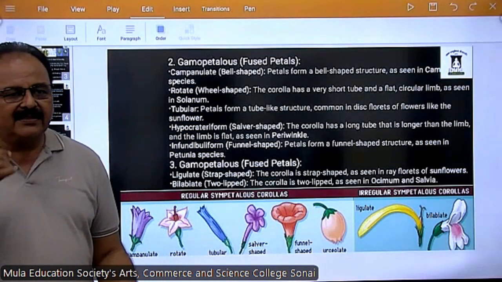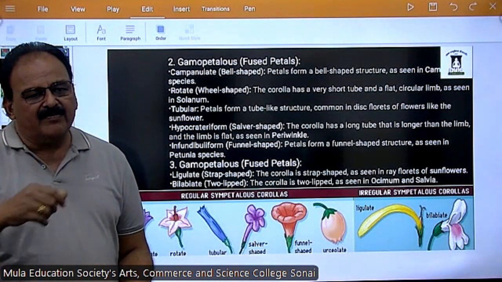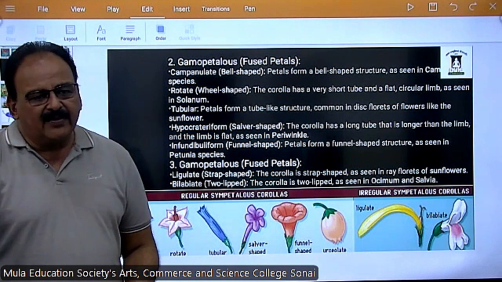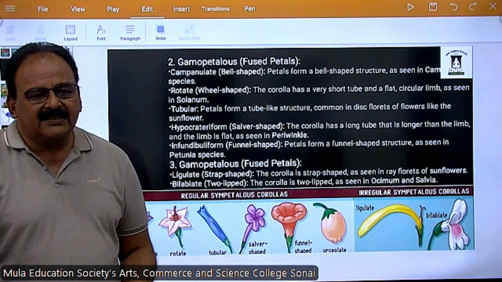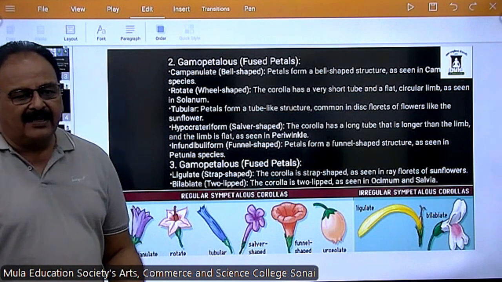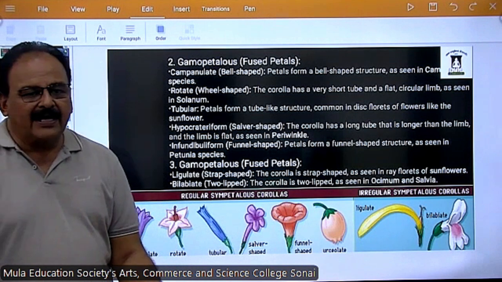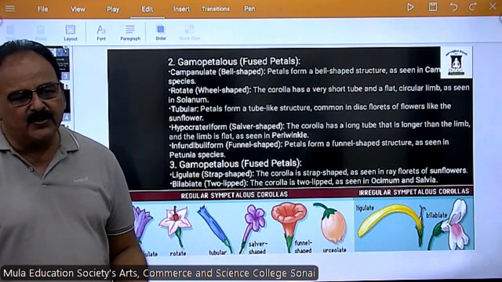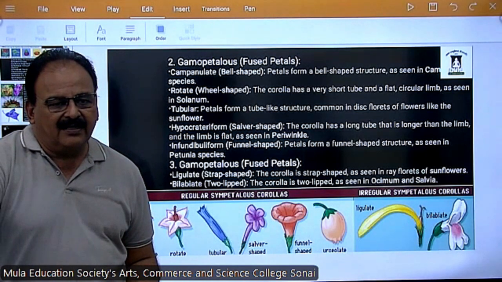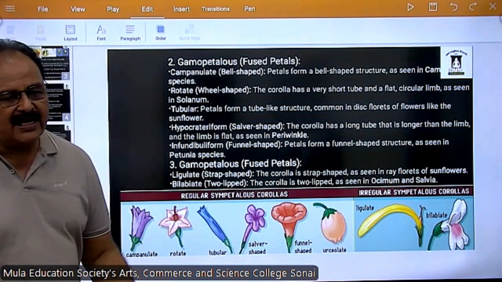Then the third type is gamopetalous with fused petals. The examples of this are ligulate and bilabiate. Ligulate is strap-shaped. The corolla is strap-shaped, as seen in the ray florets of sunflower. In bilabiate, there are two lips present, an upper lip and a lower lip. Their example is Ocimum sanctum or Salvia.